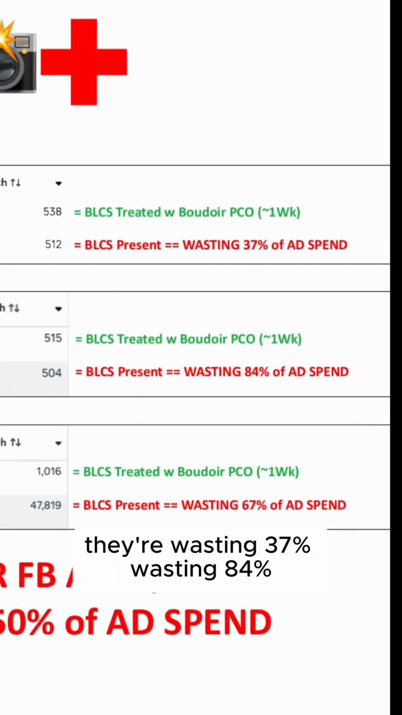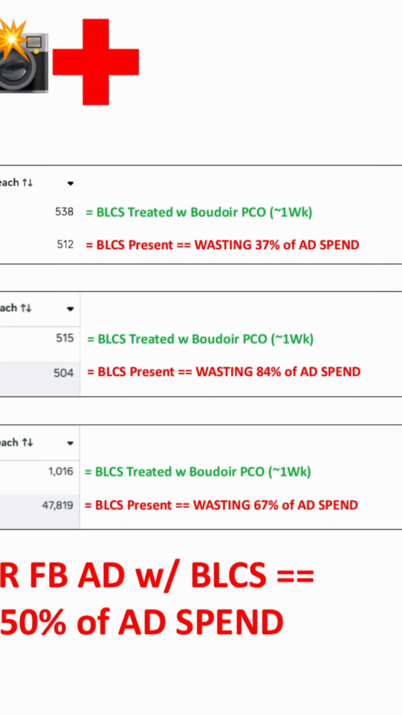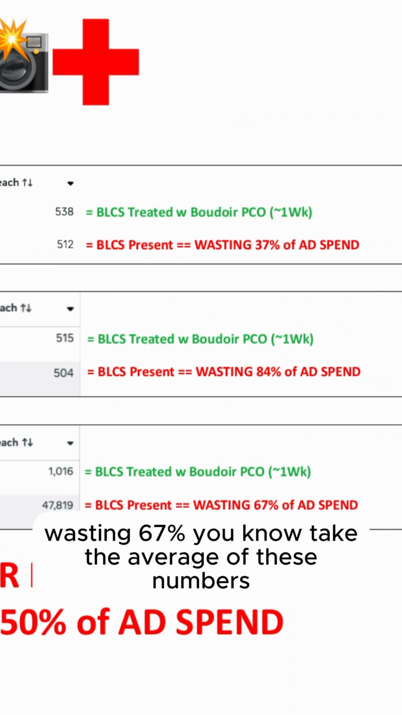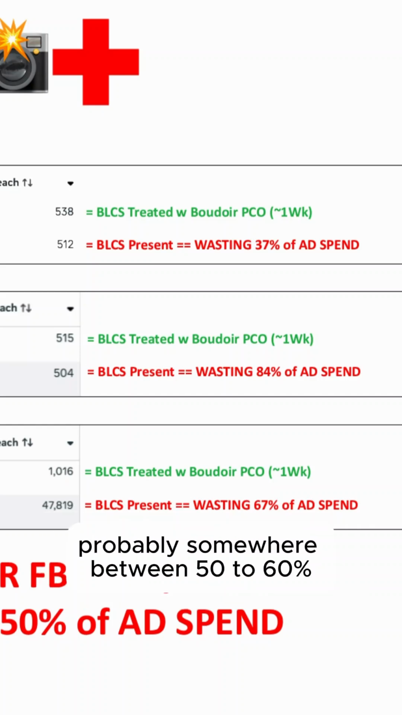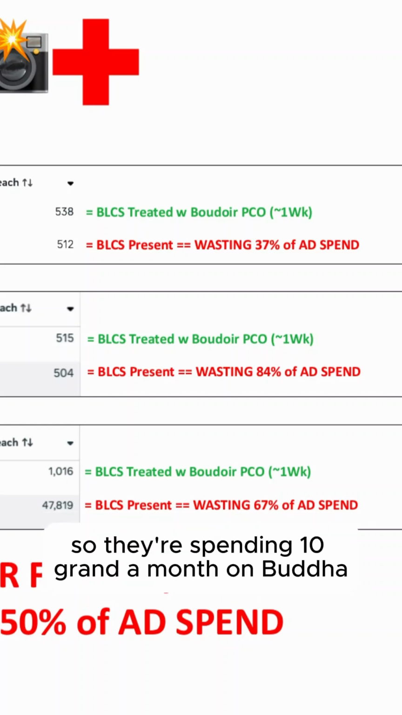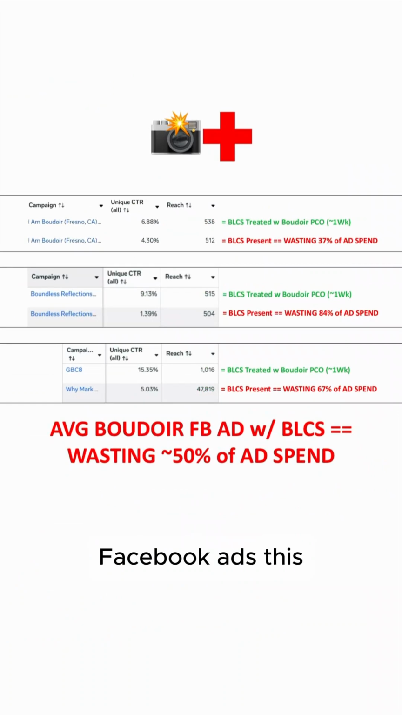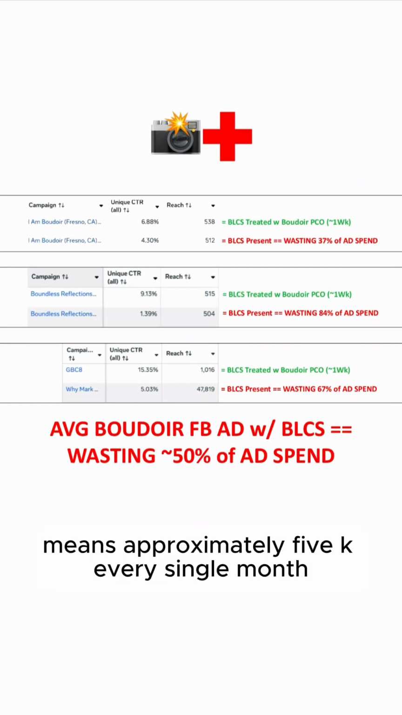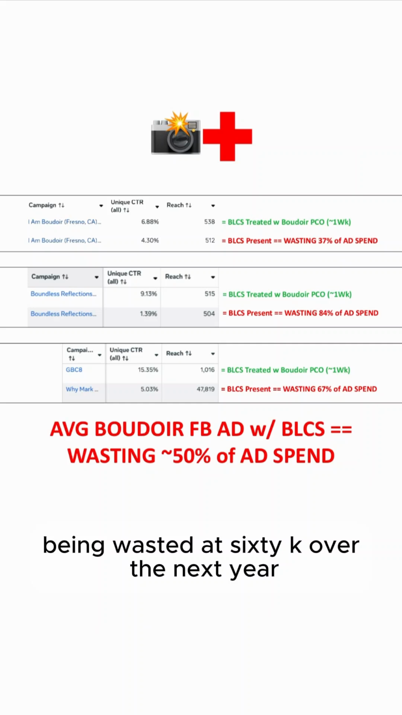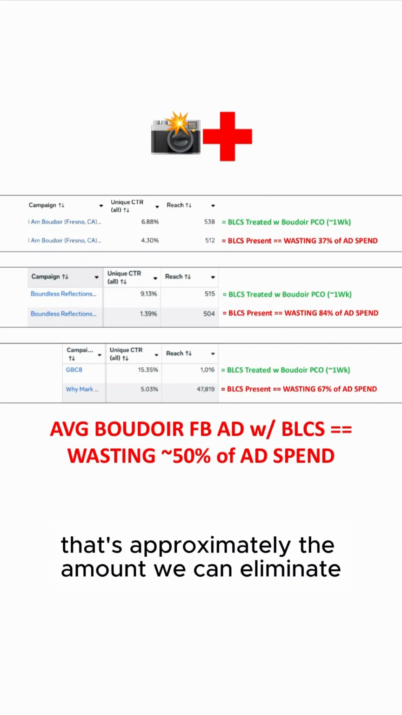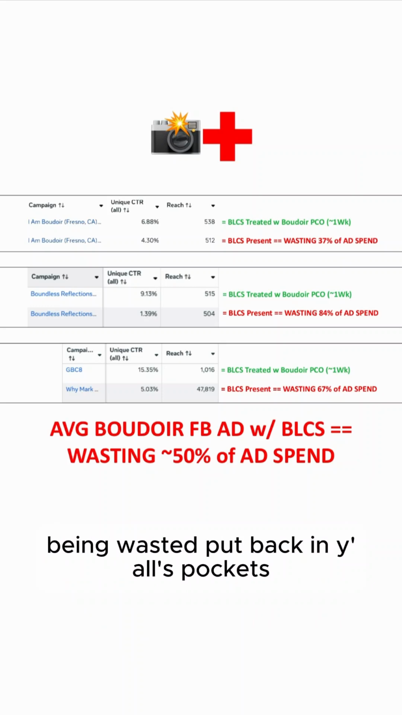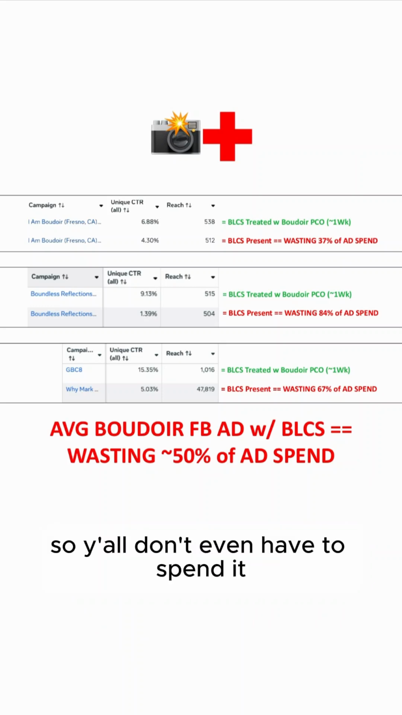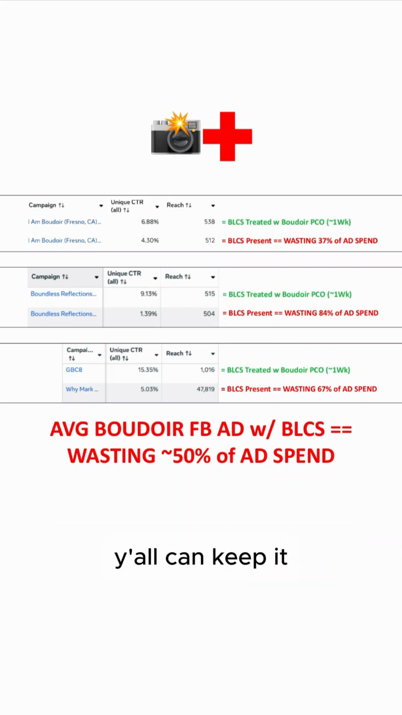They're wasting 37%, wasting 84%, wasting 67%. Take the average of these numbers, probably somewhere between 50 to 60%. So if they're spending 10 grand a month on boudoir Facebook ads, this means approximately 5K every single month is being wasted. That's 60K over the next year. That's approximately the amount we can eliminate being wasted, put back in y'all's pockets, so y'all don't even have to spend it. Y'all can keep it.